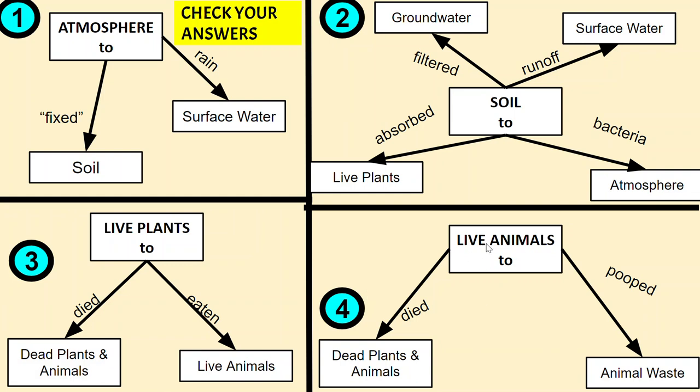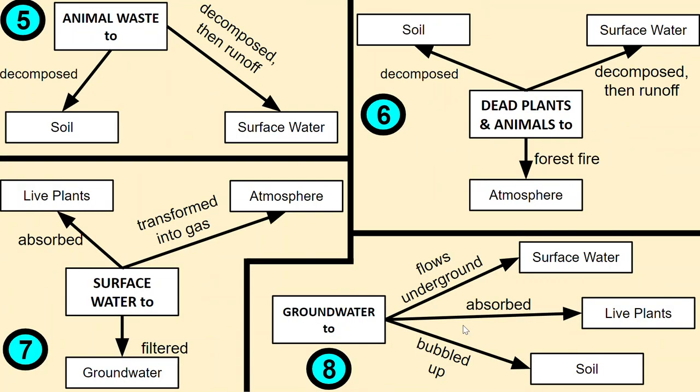This nitrogen ended up in live animals, and so live animals can die, right? And if they die, the nitrogen that was in the live animals is now in dead plants and animals. Or live animals poop. Everyone poops. So live animals poop, and nitrogen can end up in animal waste. You can pause the video if you need to. I'm going to click on though.